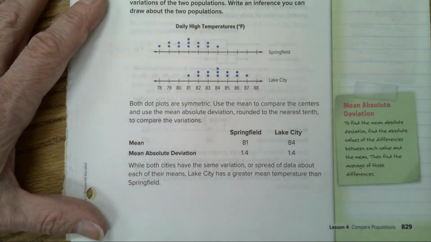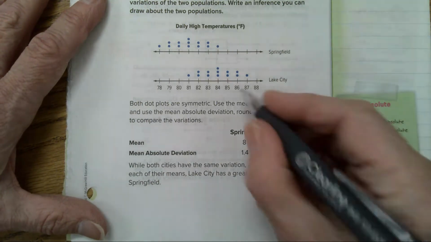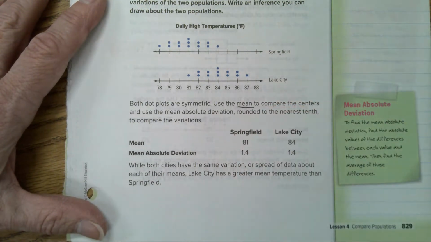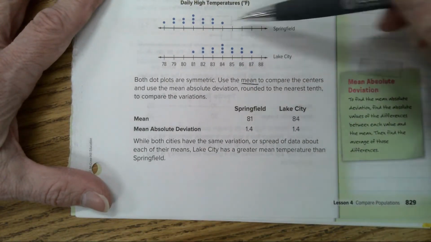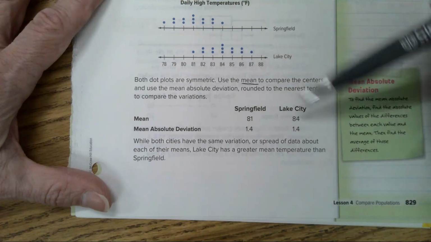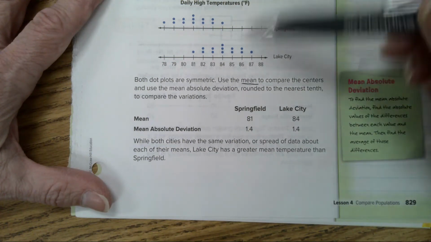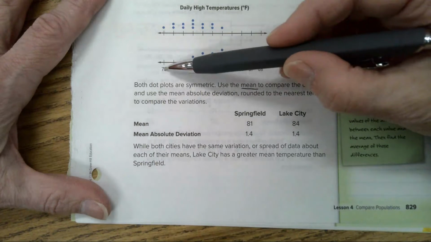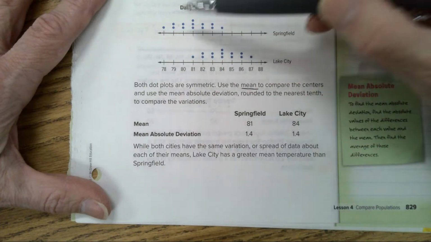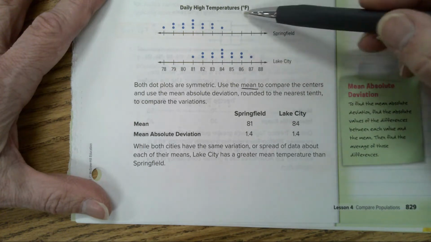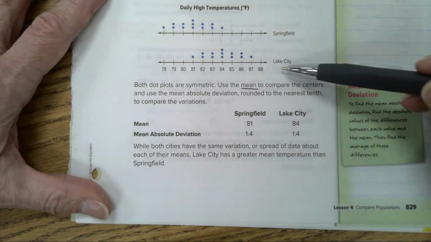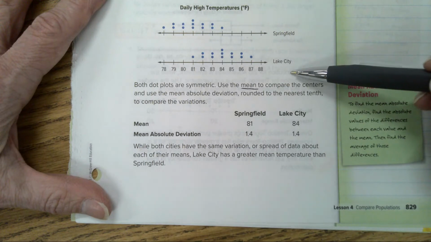So if they're symmetric, we're going to use the mean to compare the centers, and use the mean absolute deviation rounded to the nearest tenth to compare the variations. So our mean is 81 for Springfield and 84 for Lake City. Now kids, you use the same numbers for both of them. You're going to say there aren't numbers for this one. That's because this is 88, 87, 86. The numbers are in the same spot for Springfield as they are for Lake City.